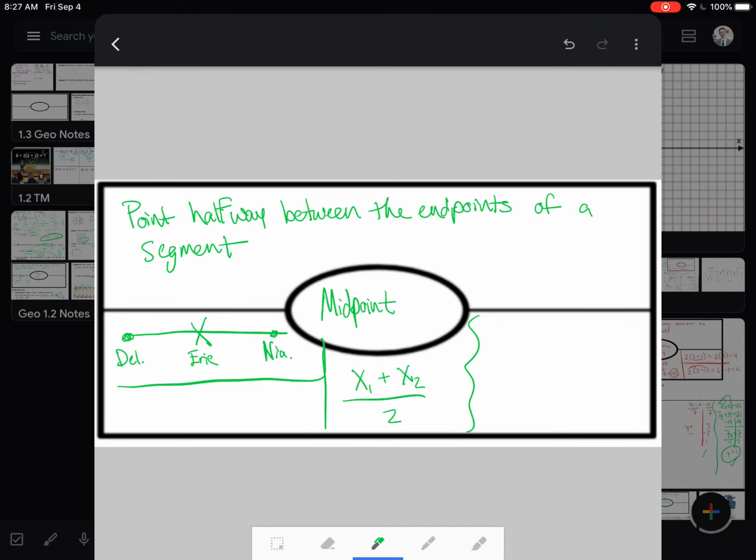If we are in 2 dimensions, it gets a little bit bigger: x1 plus x2 divided by 2, and y1 plus y2 over 2, and that all forms an ordered pair when you're done. So it'll be an xy ordered pair. Okay, so 1 dimension, 2 dimension, and we're going to see examples of both of those today.